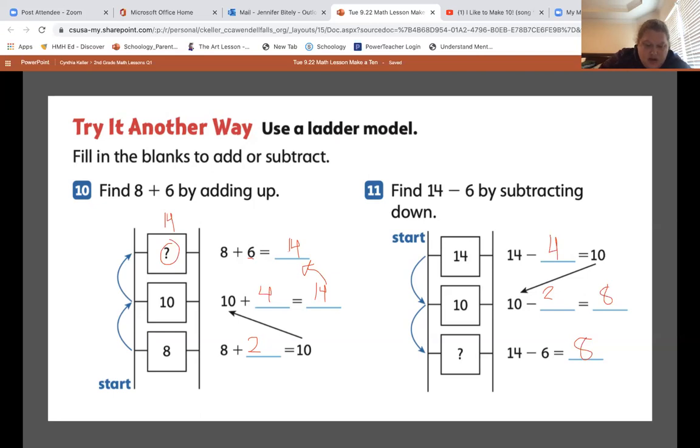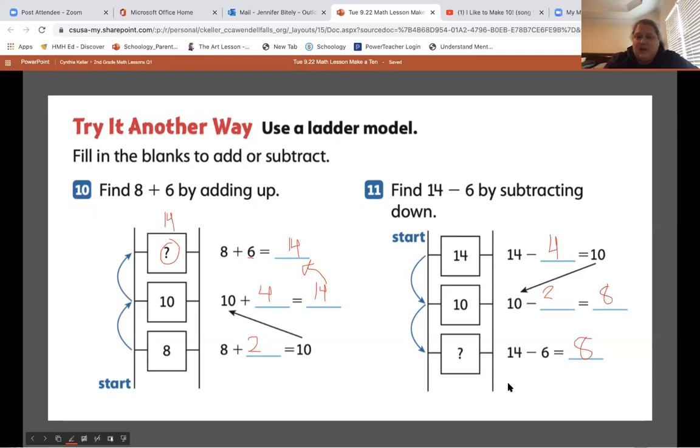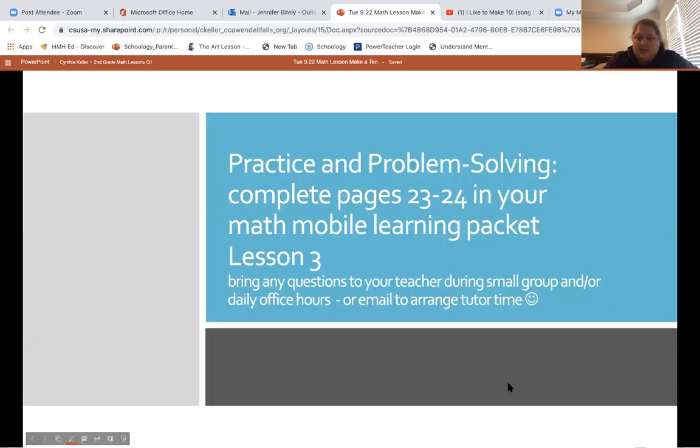Another thing that your teacher will have you do is making a 10 to add activity pages, making a 10 to subtract activity pages. So hopefully you're figuring out that when you make a 10, it makes it a lot faster, right? Because it really, really does.